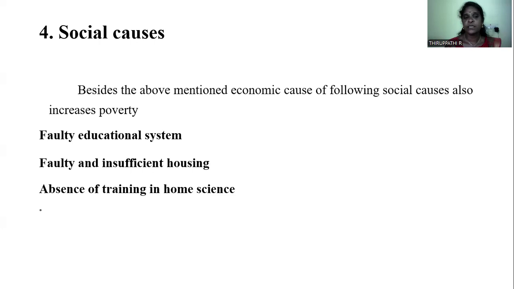The next is absence of training in home science. Mismanagement of the households is the main cause of increase in poverty. This is because of the lack of training of women in home science. Without training, millions of middle class families remain poor in that country. This is due to decreases in income and increase in poverty.